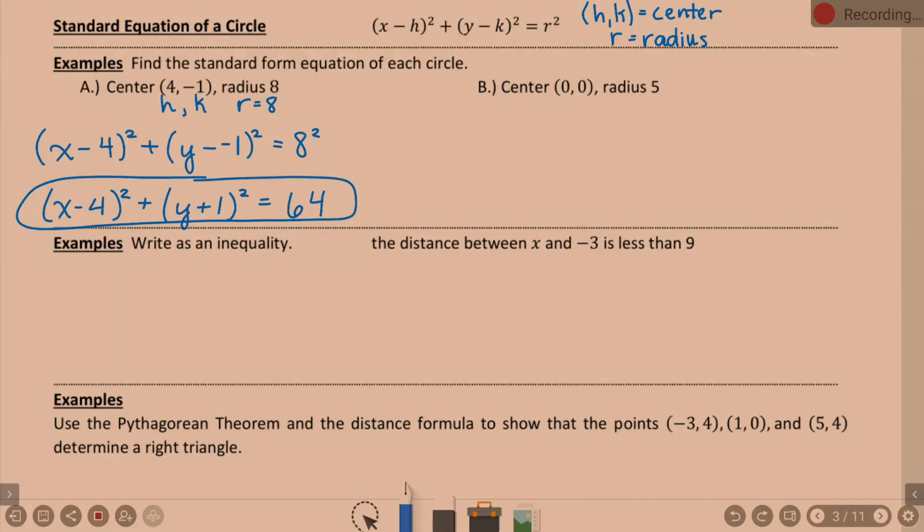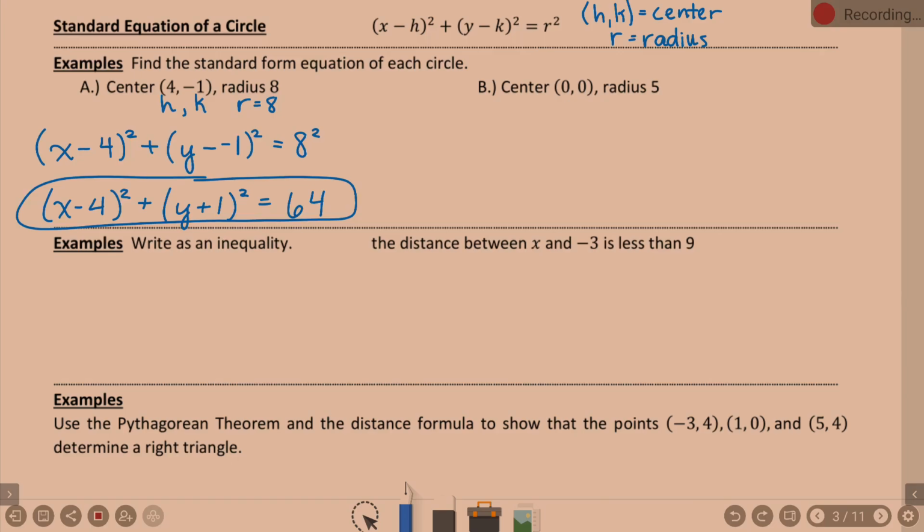We left off with the standard equation of a circle. The format was up there. R stands for radius, of course, and H and K represent the center of the circle. We looked at that first example, filled in the center and the radius, and cleaned it up a little bit. That would be the typical way you would leave it. You don't multiply that out with the squares.